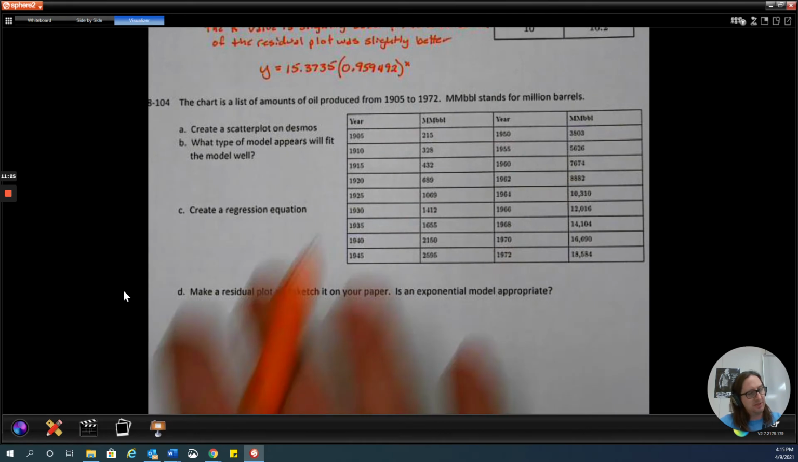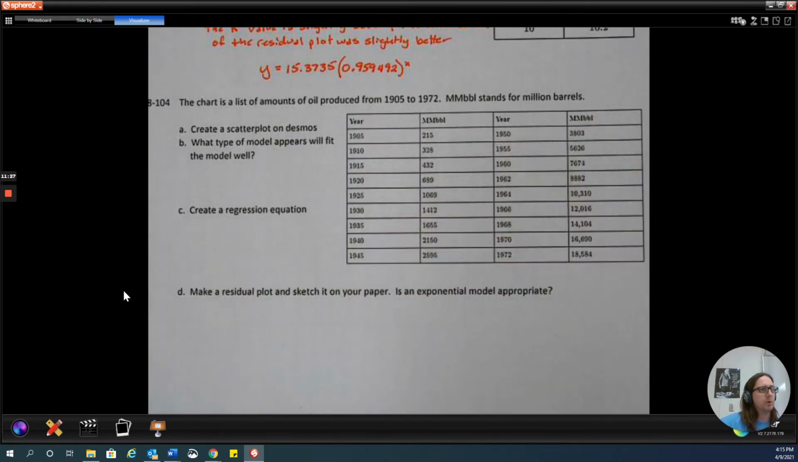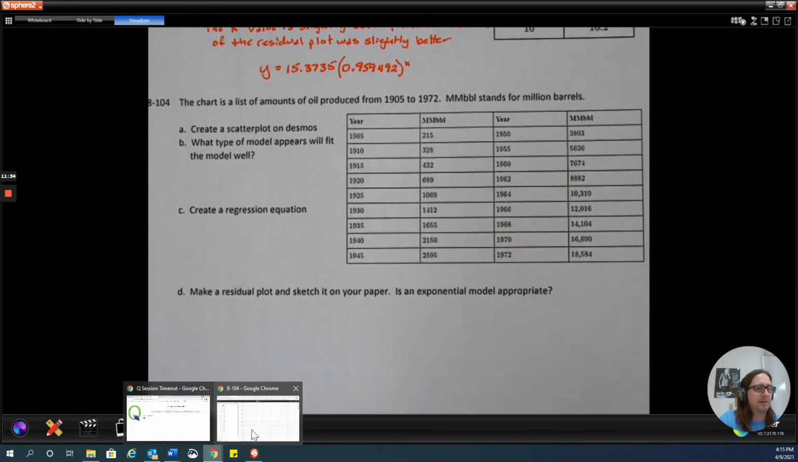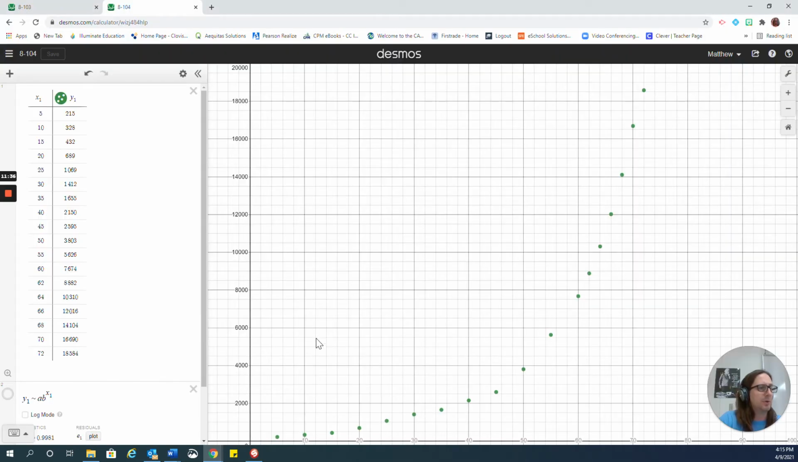All right, so we've got all this lovely data, and we're going to create a scatter plot for it. And because I'm a heck of a guy, I've already made the scatter plot for you. Here it is in Desmos. So I've got all my data here. My X's, I didn't do like 1905, I just put 5. So these are all the 1900s. And then over here, these are millions of barrels of oil, I guess, sucked up from the ground. I don't know what the terminology is for that.